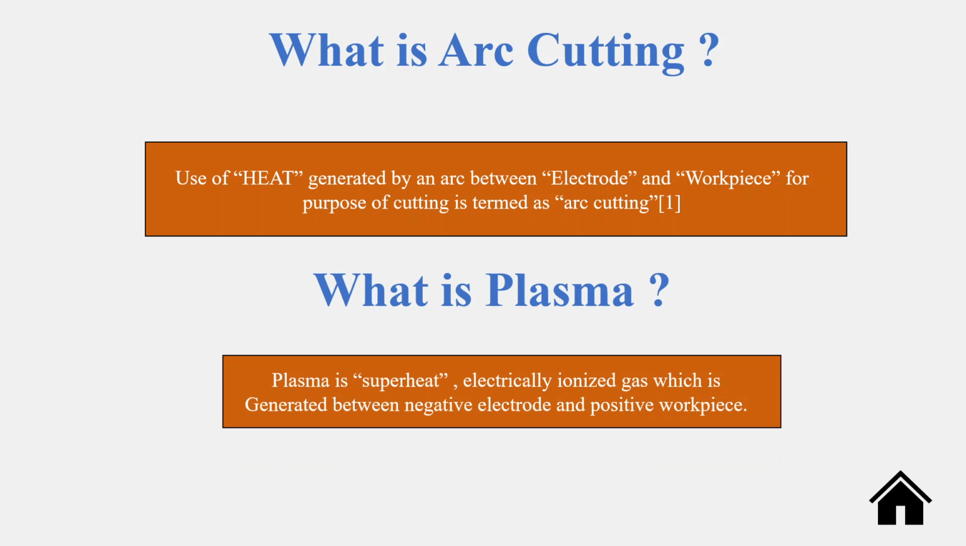So the next thing is what is plasma. Plasma is basically the fifth state of matter, and this is superheated electrically ionized gas. So these are the things that are of importance. First, it is superheated. Second, it is electrically ionized, and this is the fifth state of matter. And this is generated between the positively charged workpiece and negatively charged electrode, as we will see in the slides ahead. So these are the definitions of arc, plasma arc cutting, and what plasma is.